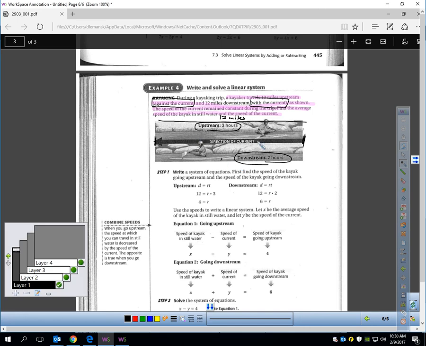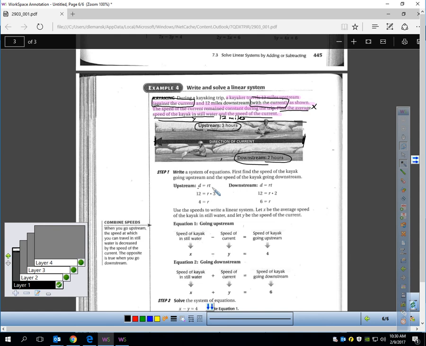So they want to find out our actual speed. First of all, we need to know that to figure out how fast we are. They want to find out the average speed of the kayak in still water and the speed of the current. Those are the two things we're trying to figure out. So we'll have x and y for those. So let's figure out our apparent speed first.